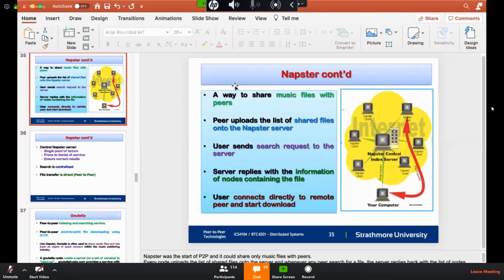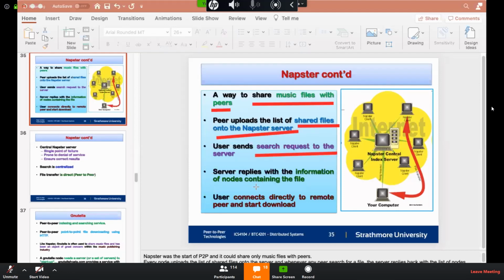So Napster, therefore, of course, one of the most important things at that particular time was the interest in sharing of music files. That's how it all started. I can upload some file onto the server, and then you can have a search request. And the moment I have that particular file, I can connect directly to that and be able to get that information.